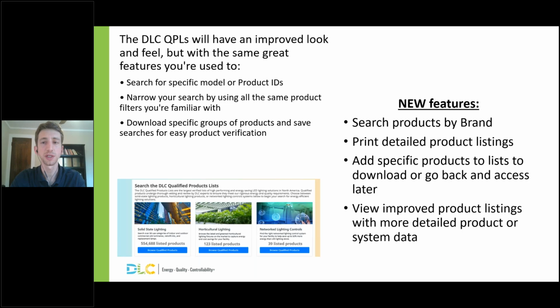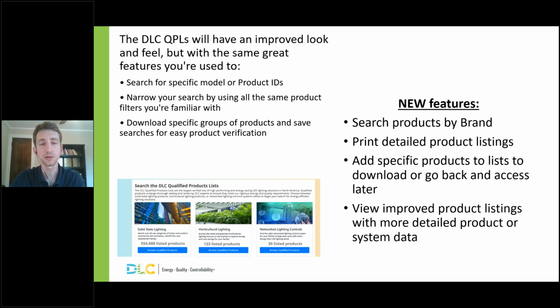The QPLs function in the same general manner as previously, where you can search for a specific model number or product ID. One note here is if you are searching for an exact match, you can use quotes around your search term, and that will provide only results that exactly match what you are searching. There are filters that are available to narrow down your search to the desired characteristics. Also you can download specific groups of products and save searches for easy product verification.